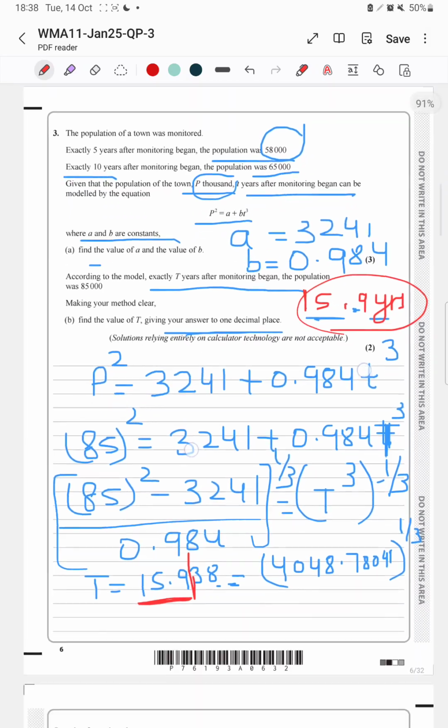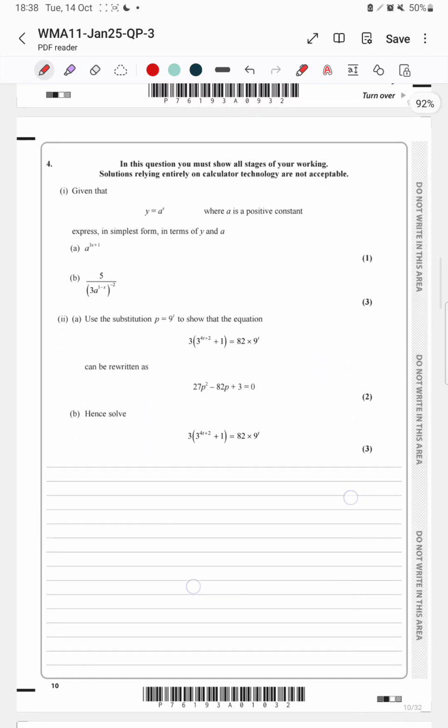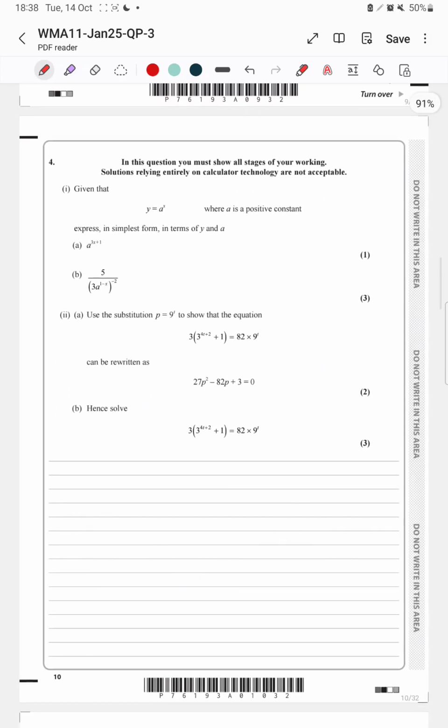Then we have our next question. Okay, the next question is: given that y is equal to a to the power of x, express in the simplest form. That means whatever you solve, you have to give it in the simplest form in terms of y and a. So your answer should be in terms of a and y only. There should not be anything else other than these two things.